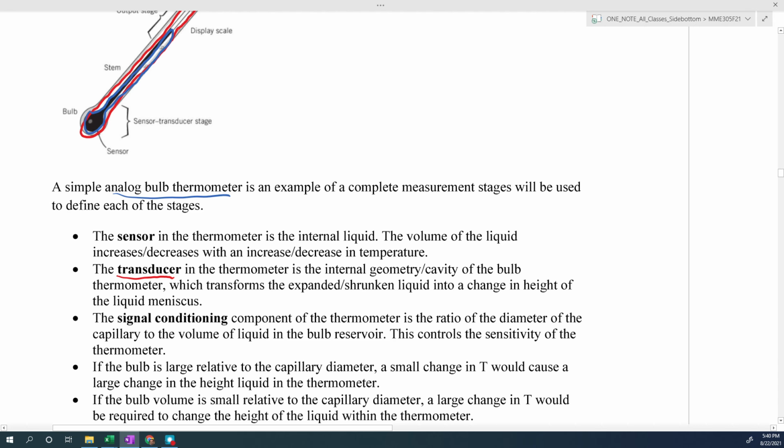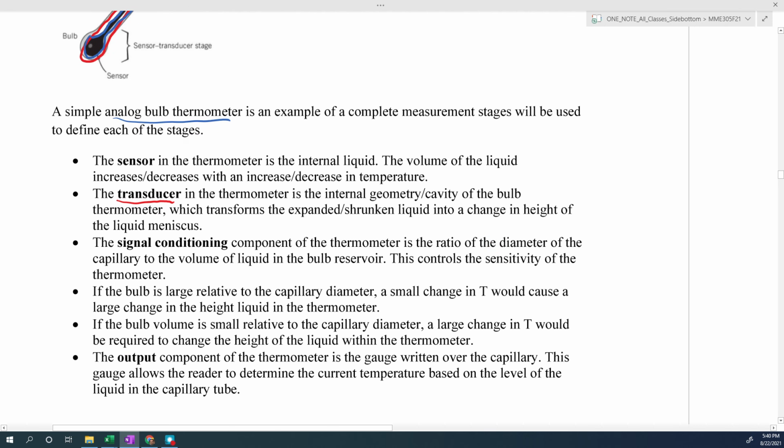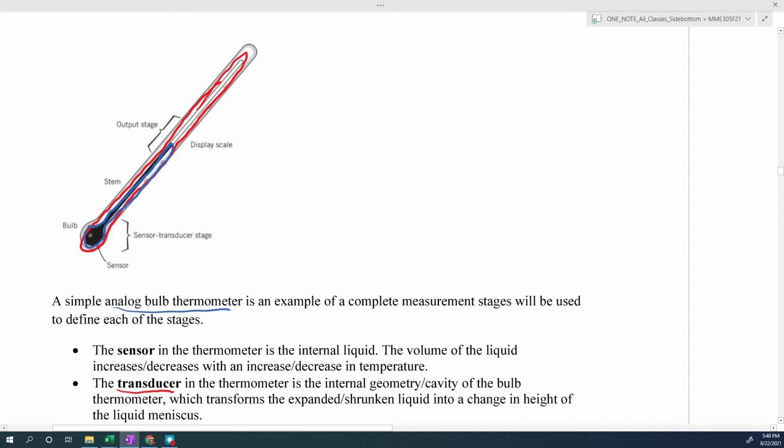The last part, after the signal conditioning part, which is a function of the geometry, is the output. The output of the thermometer is based off of the gauge that's written over the capillary on the bulb. It's kind of hard to see now, so let me erase this. Depending on the level of the liquid in the bulb, you can estimate the temperature that the thermometer is reading.